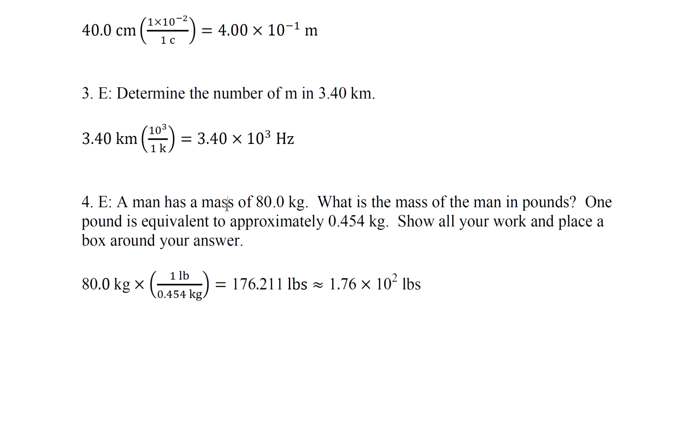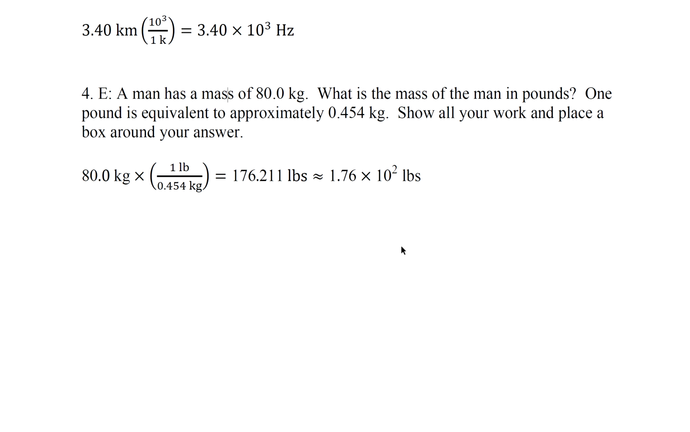My fault. Question 4. A man has a mass of 80 kilograms. We want 80 kilograms to be converted to pounds. So 80 kilograms, now what's in parentheses is equal to the number 1. So 1 pound in the numerator is 0.454 kilograms in the denominator. So on the left side, kilograms in the numerator divided by kilograms in the denominator cancel. So now we just get pounds. So 80 kilograms is about 1.76 times 10 to the 2 pounds.